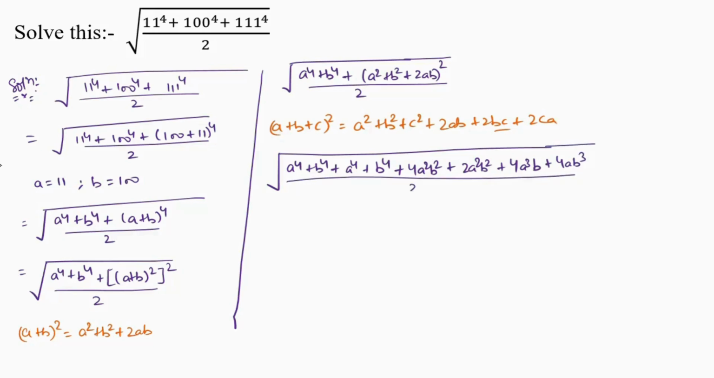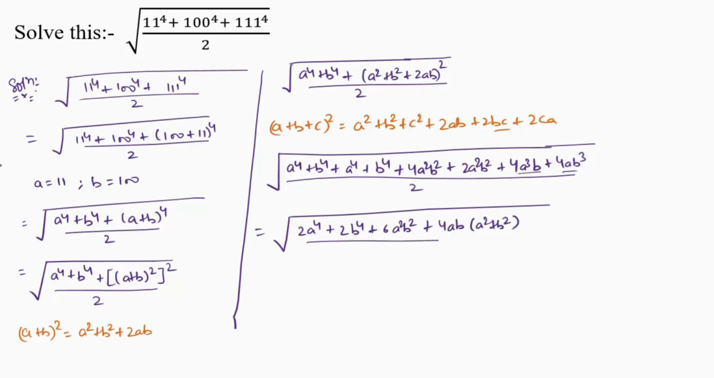divided by 2. On rearranging this expression we get 2 times a raised to power 4 plus 2 times b raised to power 4 plus 6 times a square b square plus, we can take 4ab common from these terms, we get 4ab times (a square plus b square), divided by 2. Now divide this whole expression by 2, which is given in the expression.